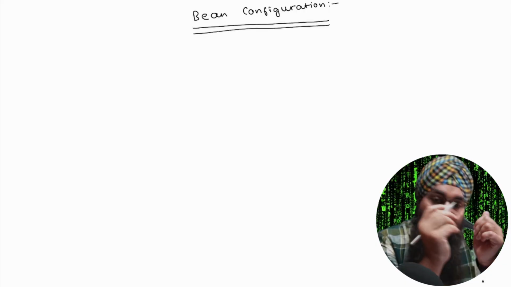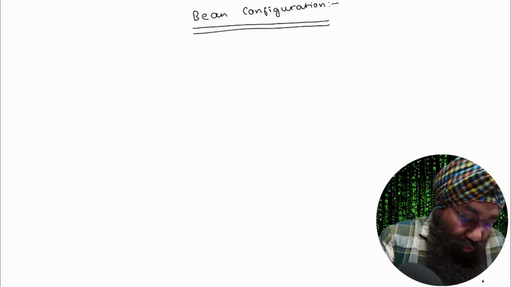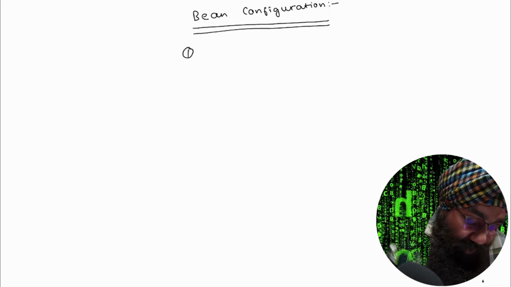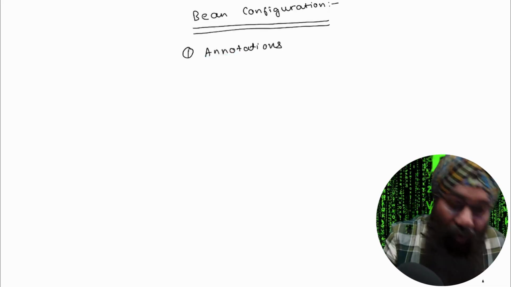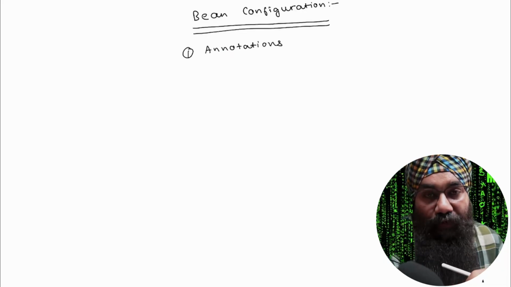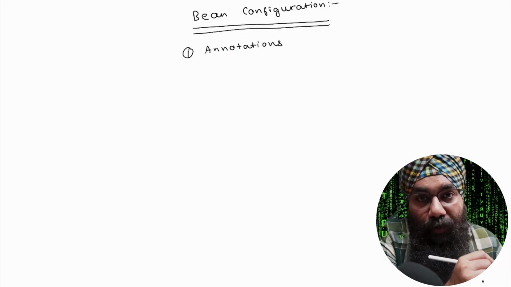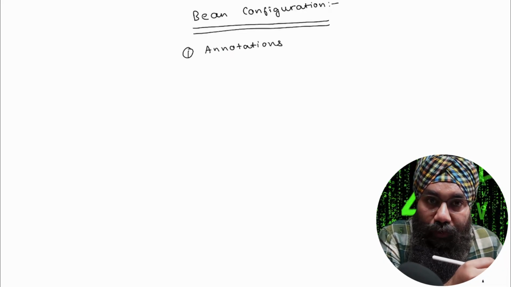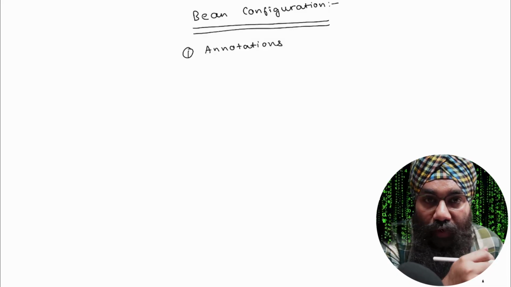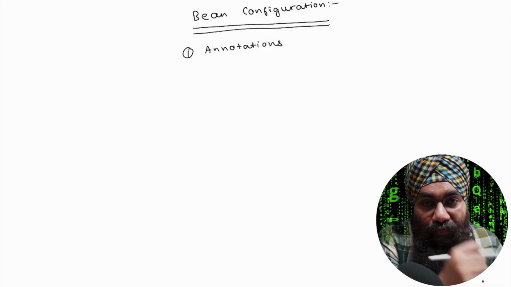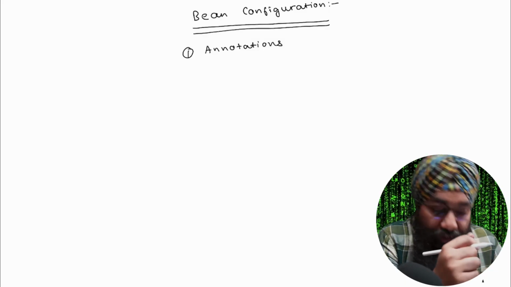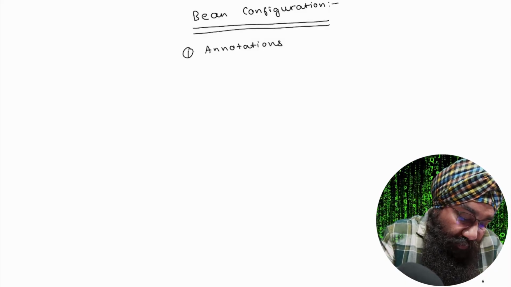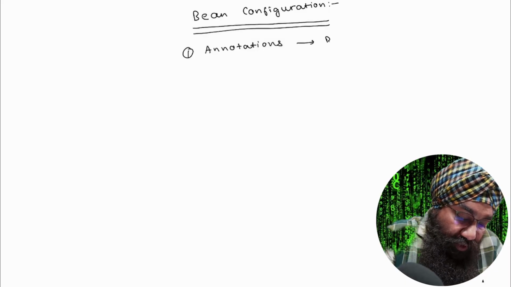That is why we do bean configuration. There are two ways of doing bean configuration. First is annotations. We already saw this in the previous example. We were using the @Component annotation, @Autowired annotation, @Configuration annotation, and similarly other annotations. All these annotations are a way of doing bean configuration.